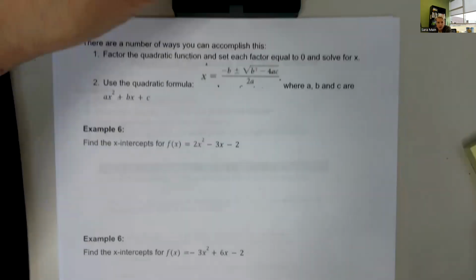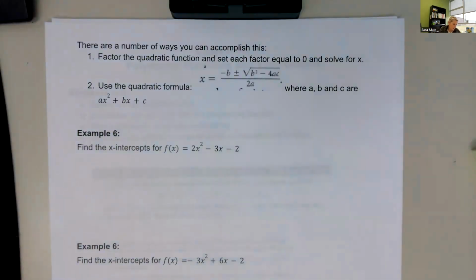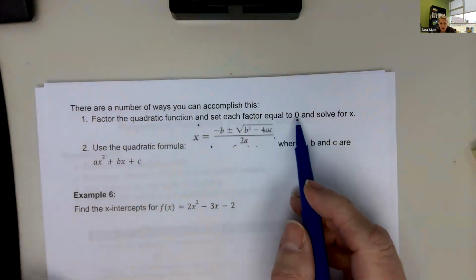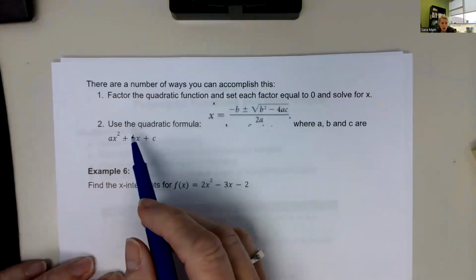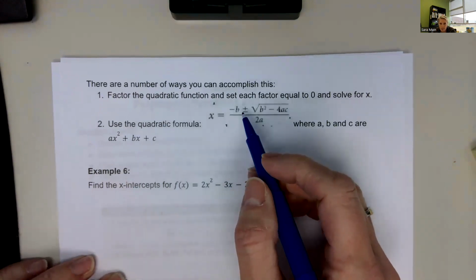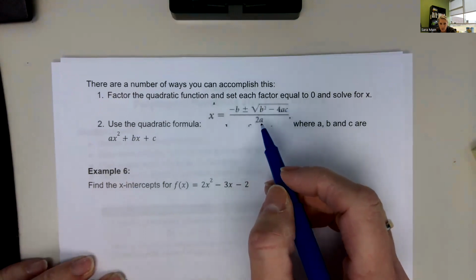Okay. There are a number of ways you can accomplish finding these. One is by factoring and then setting those factors equal to 0, or you can use the quadratic formula. And the quadratic formula is the opposite of b plus or minus the square root of that discriminant over 2a.